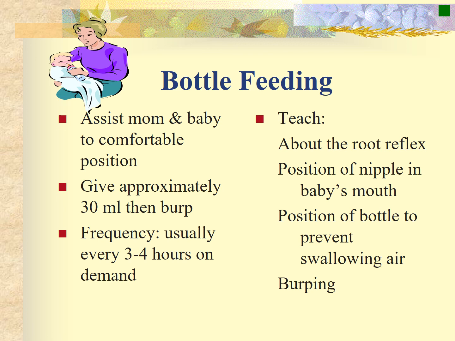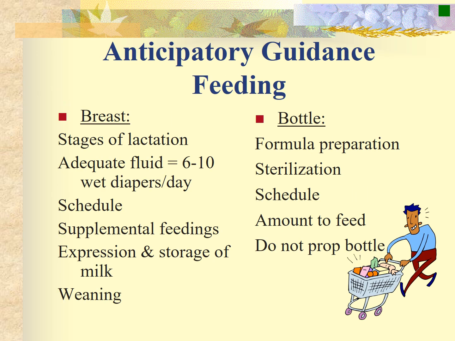They're spread out a little farther apart than breastfeeding moms because they have 30 milliliters to eat all at once, whereas the breastfeeding moms have to build up to that quantity. They don't have that quantity present in their breast. Bottle feeding moms need to be taught about that root reflex, how to position the bottle to prevent swallowing air. You want milk in the nipple. You don't want air in that nipple, so the bottle has to be held up, angled to that level. And then burping. Of course, we've got to burp the babies.